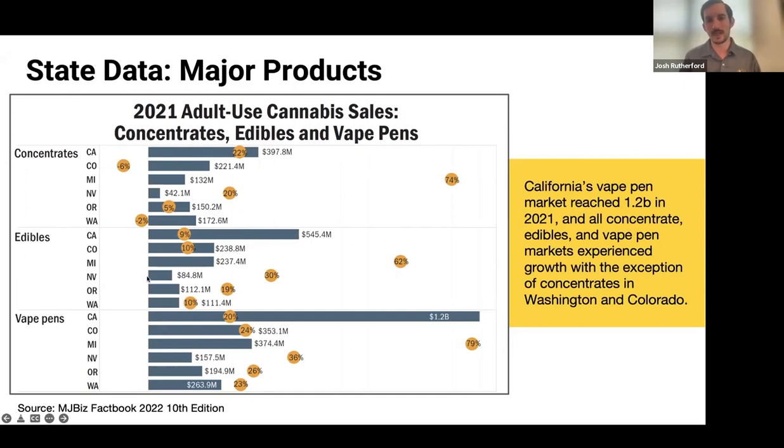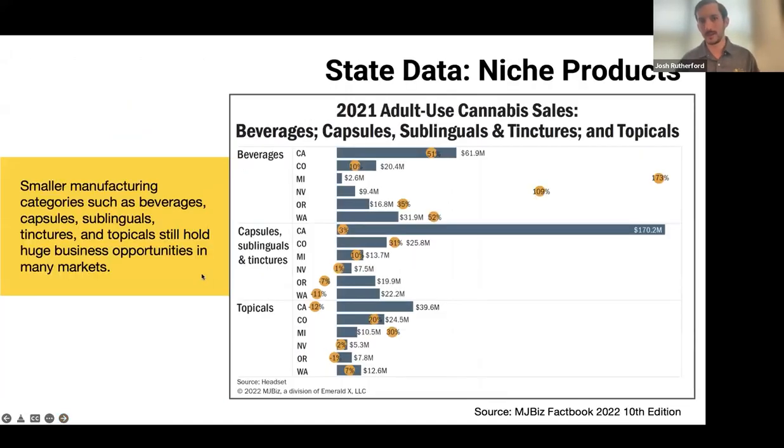Well, this kind of leads me into my next slide, where concentrates, edibles, and vape pens, yes, they are major products. They are the majority of the revenue, but there's still multi-millions of dollars in the non-major products, which is what I like to call the niche products. Smaller manufacturing categories such as beverages, capsules, sublinguals, tinctures, topicals. There is such opportunity in this market. Although it isn't as booming right now, we have nanotechnologies, we have all sorts of things that are really making this industry a big shift.